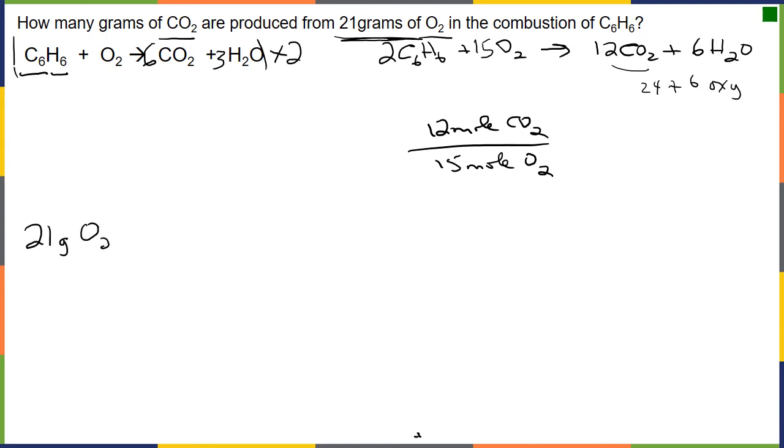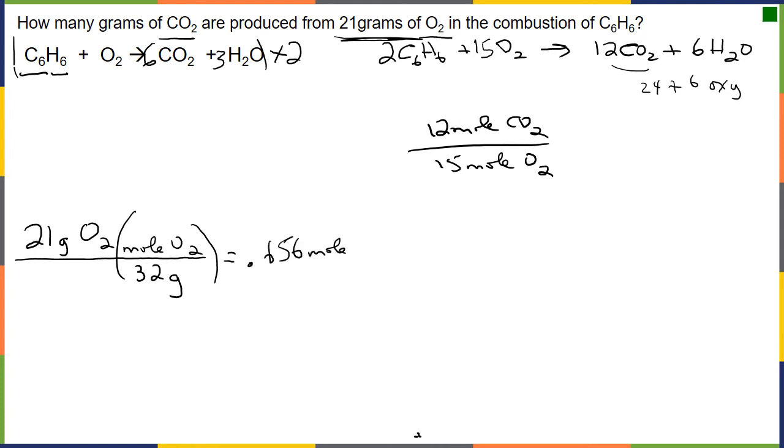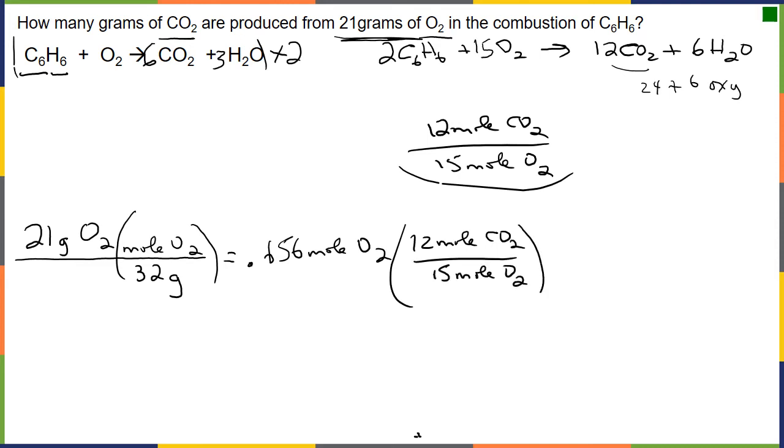21 grams of oxygen. When we divide through, again, we're just going to put that 32. Don't forget there's 2 oxygens there. Grams per mole of oxygen. I'm going to get a total here of 0.656 mole of oxygen. From our balanced equation, we know there's 12 moles of carbon dioxide for every 15 moles of oxygen. You can, at any point in time you want, combine all of these steps and do it in one clean line. I'm breaking apart for no particularly good reason. This is going to give me 0.525 mole of carbon dioxide.